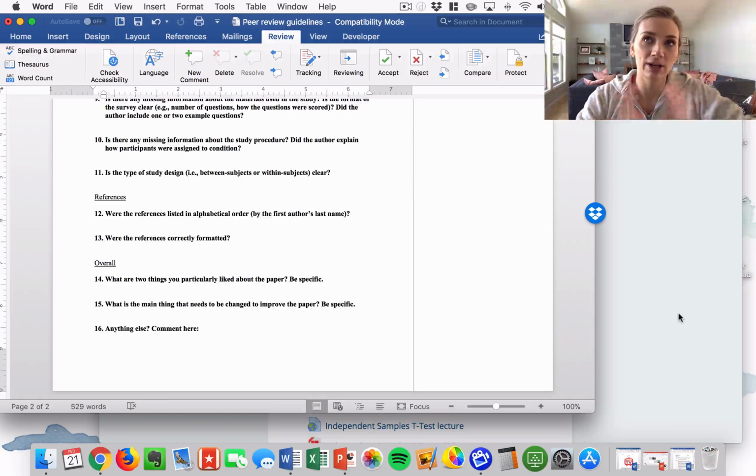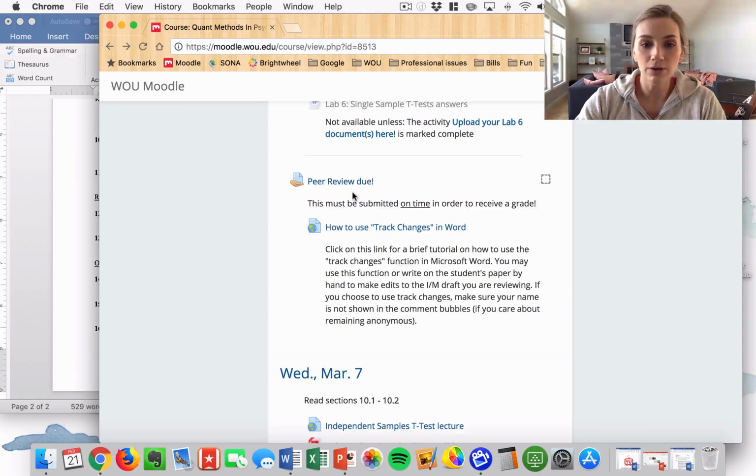So that's what you guys should be working on. In addition to preparing for lecture next week, you should be working on reviewing your peers' IM draft and providing them feedback. That feedback is due a week from today on Wednesday, the 28th. You're going to upload that feedback to Moodle right here. Not going to send it to the student themselves. You're going to give it to me.